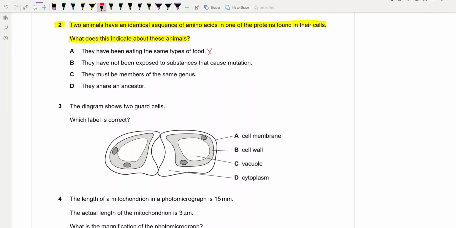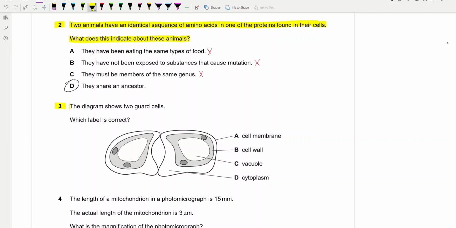Option B. They have not been exposed to substances that cause mutation, which would also be wrong. Option C. They must be members of the same genus. Also wrong. Option D. They share an ancestor. Option D is the correct answer.